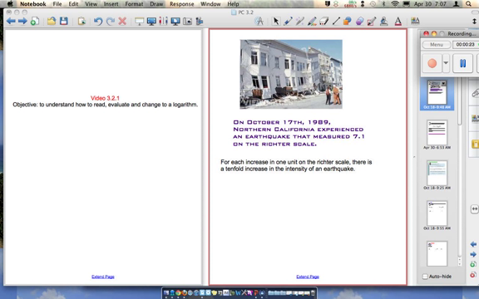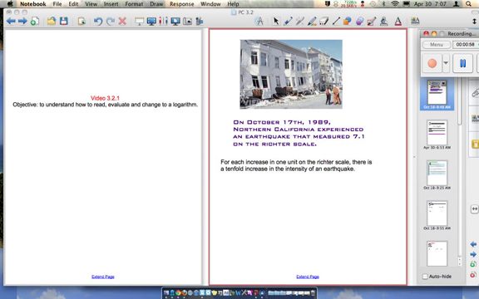And I'll explain what a natural logarithm is in the next video, but just to help you understand where we're headed. On October 17, 1989, Northern California experienced an earthquake that measured 7.1 on the Richter scale. For each increase of 1 unit on the Richter scale, there's a tenfold increase in the intensity of an earthquake. So what they've learned is that once we know how much it's changed, we can describe how much the intensity will change. Once we know the unit on the Richter scale, we can understand the amount of growth that happened.